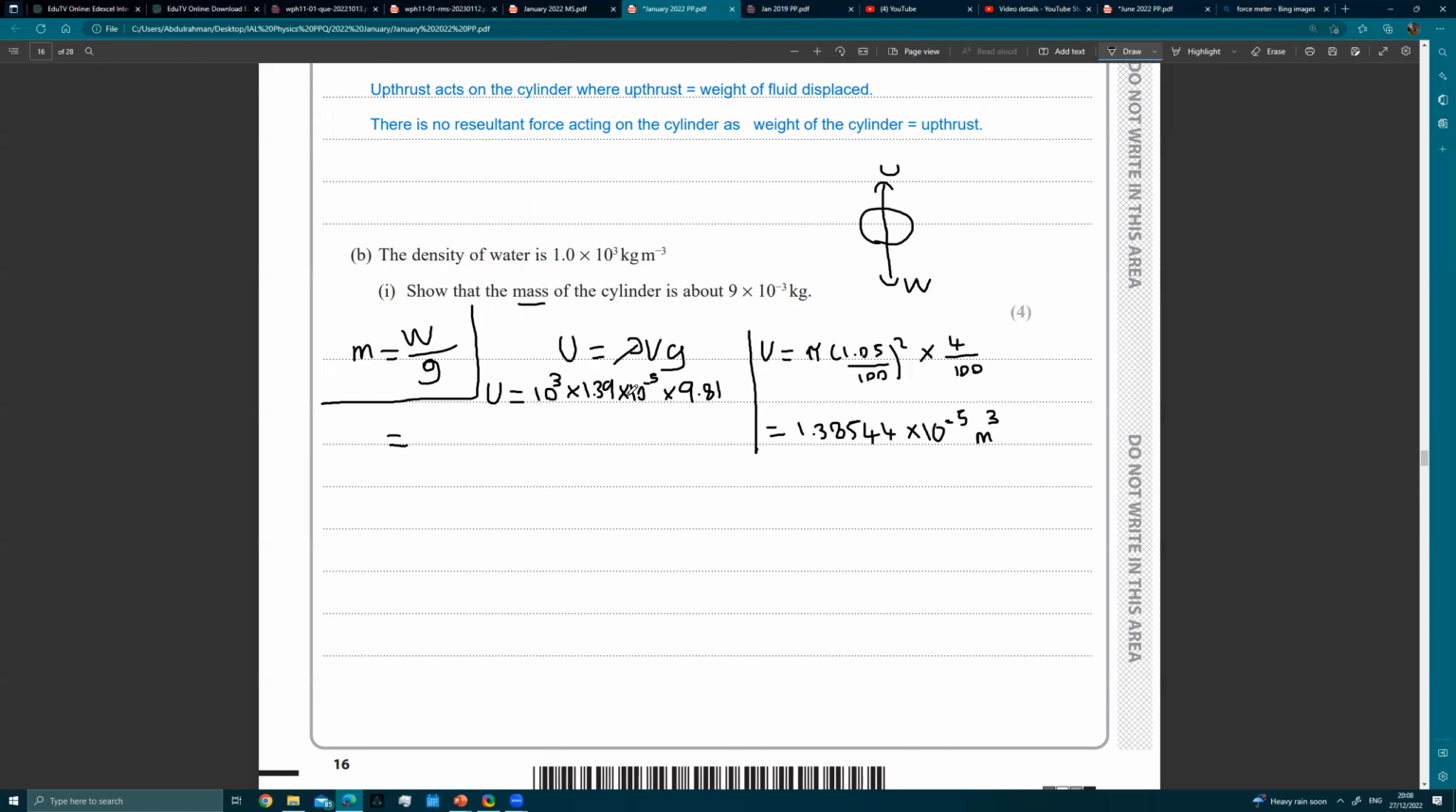0.1359 as the upthrust, which also equals the weight, which is mg. So m is equal to... just divide by 9.81 to get the mass, which is, I'm getting 0.014. Yes, so it still doesn't prove it.